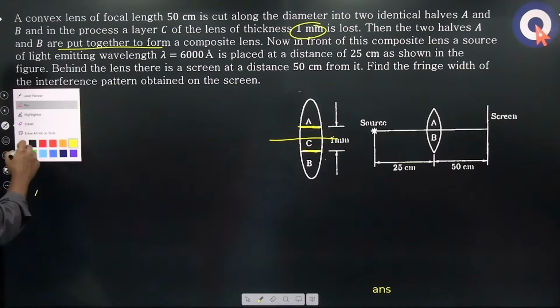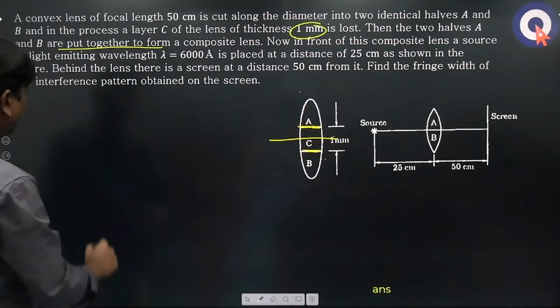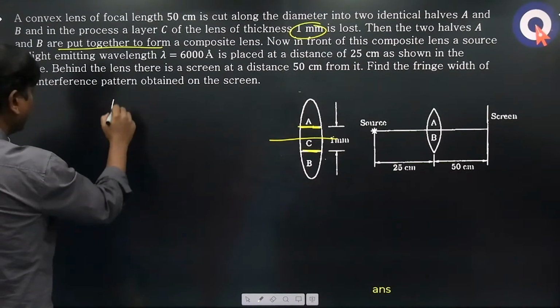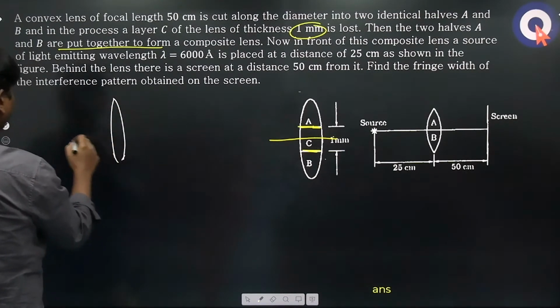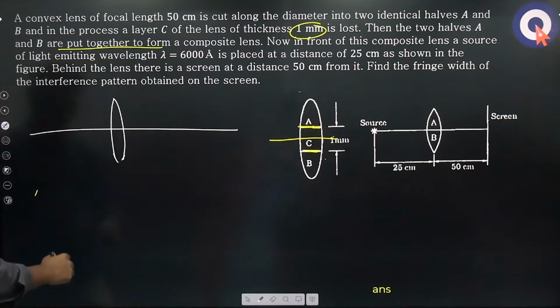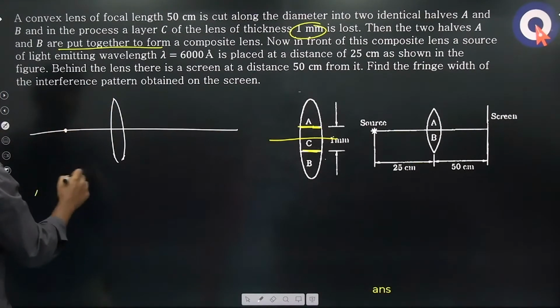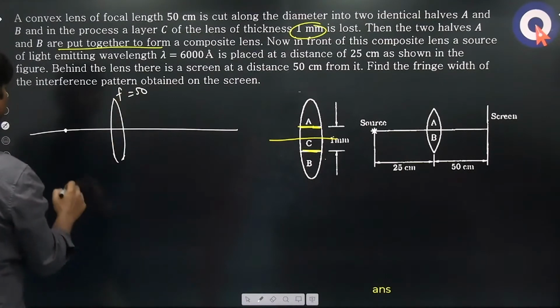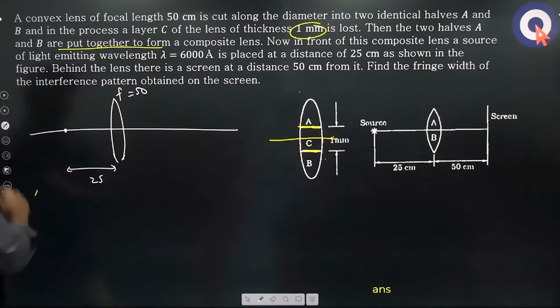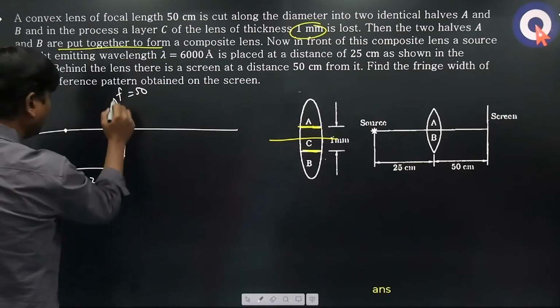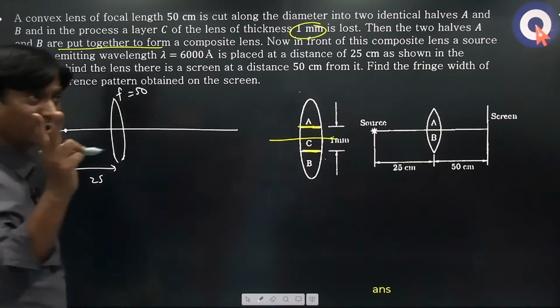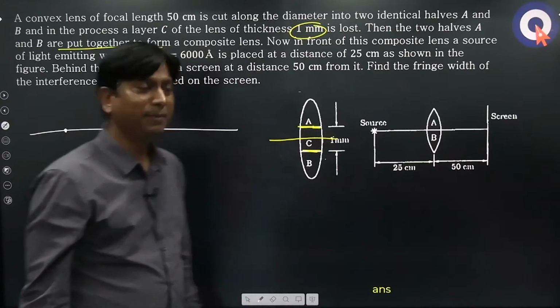Okay, so how do you start? It's very simple. Two halves are joined, and here is a source. The focal length is actually 50, but you are placing the source only at 25, so you are going to get a virtual image. And for this, if you select only this part of the lens, now you are going to get two images.